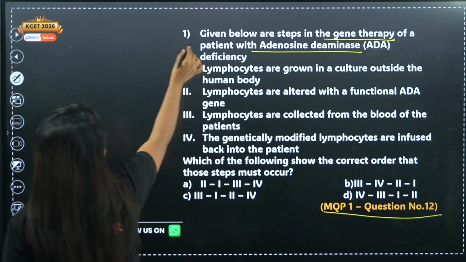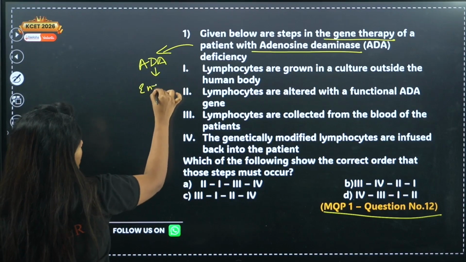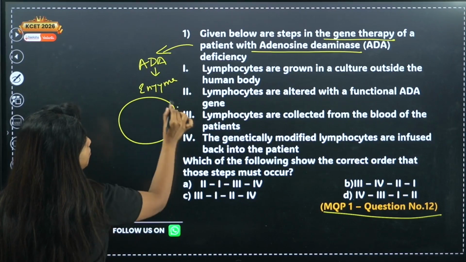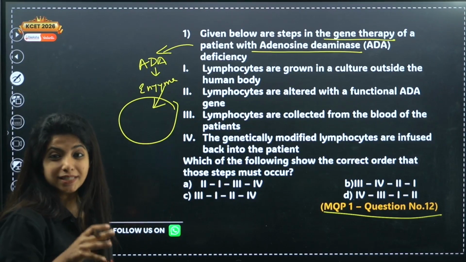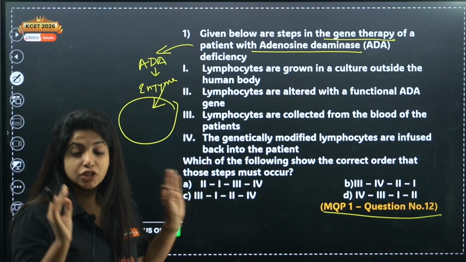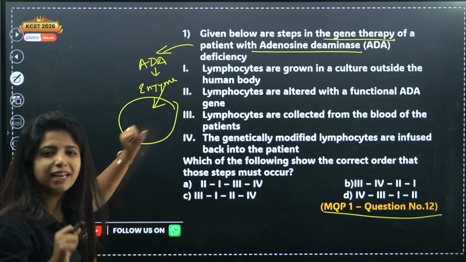Adenosine deaminase is an enzyme. This enzyme's sole function is to break down something that is toxic for the cell. So it is detoxifying the cell. Its sole role is to detoxify the cell. Now, who needs this particular enzyme the most?